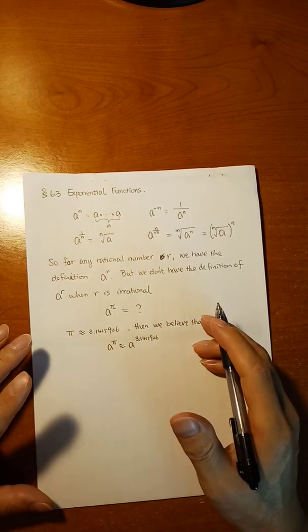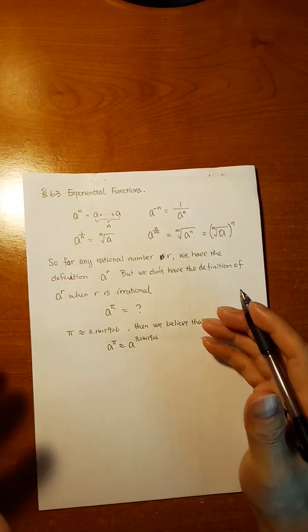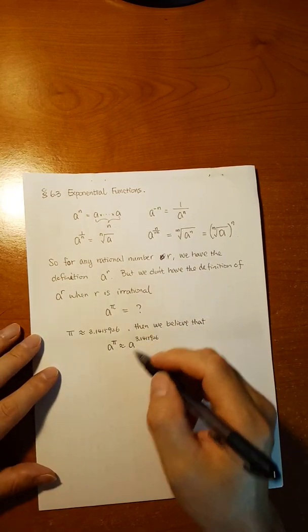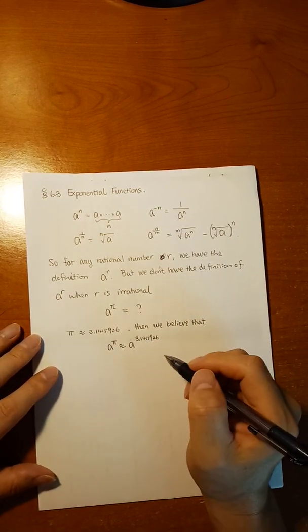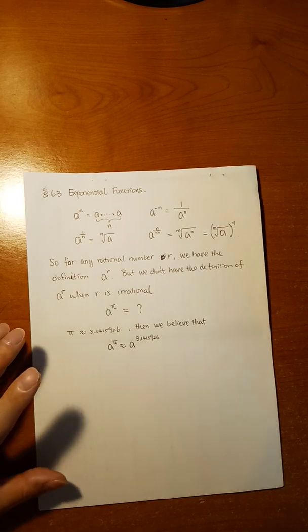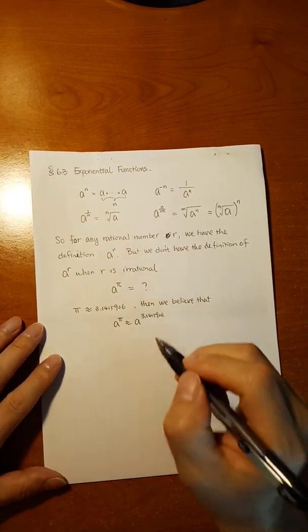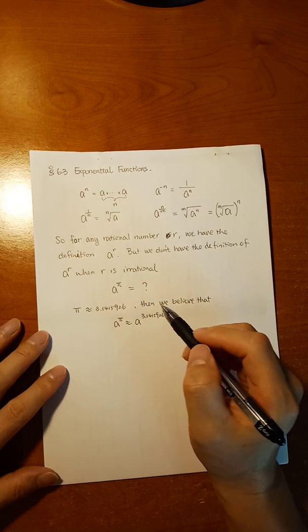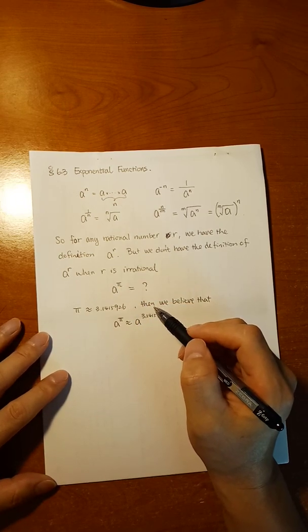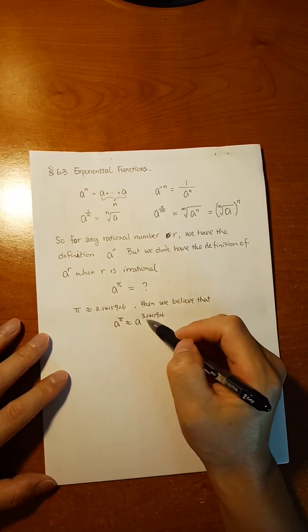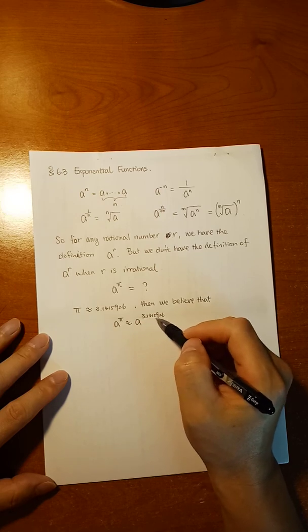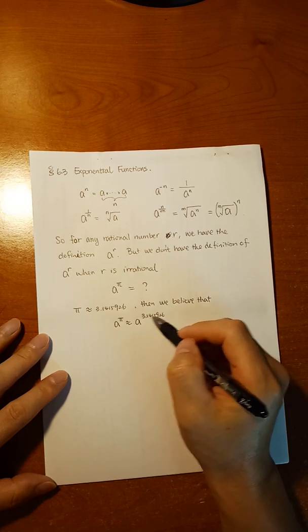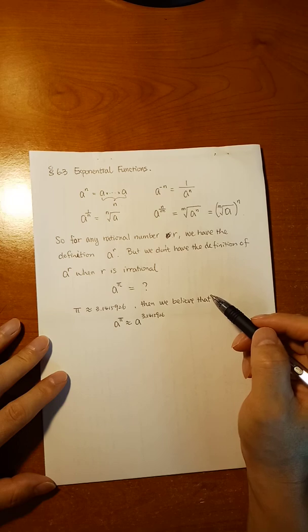This is a correct way, but still so far we don't have the correct language to describe it. So we will just believe we already define the power function when you have an irrational power. And the value, of course, should be approximated by the value of a to the approximation of this irrational number.